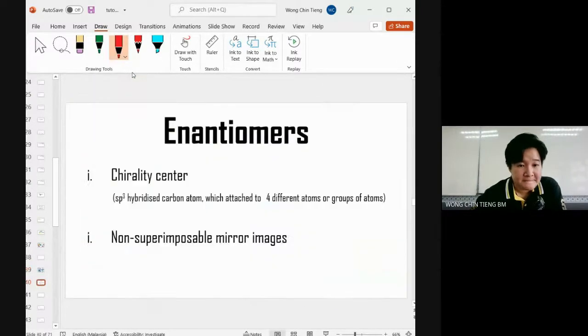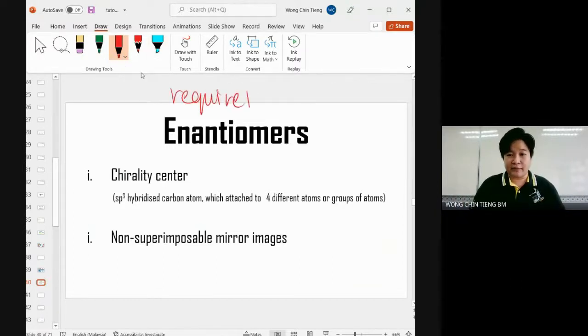Senang? Okay, next kita nak masuk enantiomers, kita nak lukis sikit. So, enantiomers over here, again, that is the requirement. We have 2 requirements. Senang sahaja, boleh habis setengah jam. Oh, setengah jam habis, betul ada banyak lagi kat belakang kan? 4.4 tak masuk lagi. Alright. So, your enantiomers over here ada 2 requirement, chirality center and non-superimposable mirror images. We are going to look at your chirality center first.